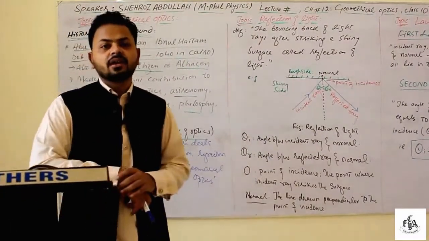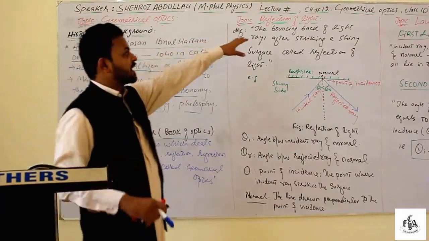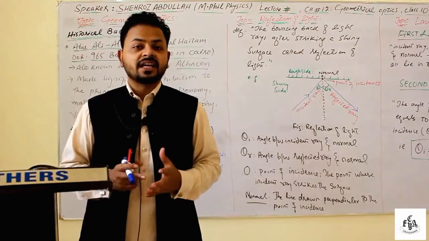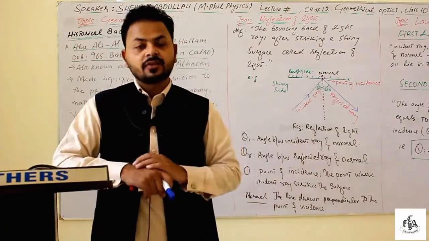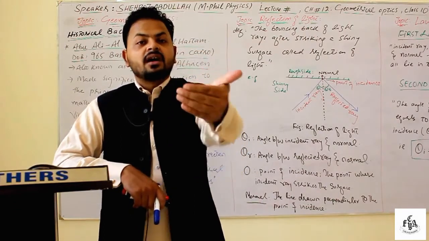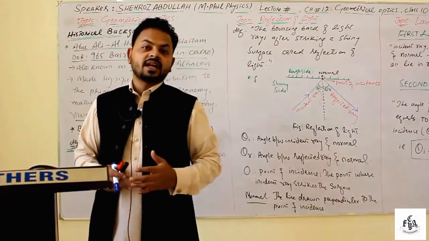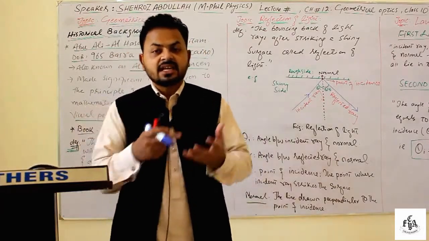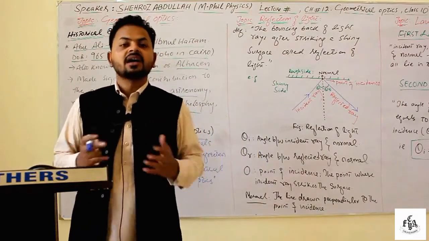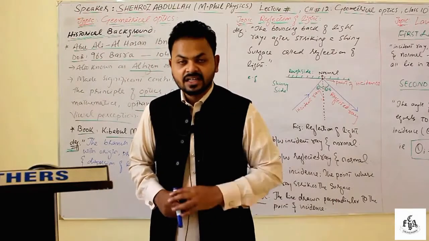Now we are going further with the second topic, that is reflection of light. Do remember one thing: the basic physics of reflection is the bouncing back of light rays after striking a certain shiny surface. When light rays strike a shiny surface, they rebound. This rebounding phenomenon is known as reflection of light.